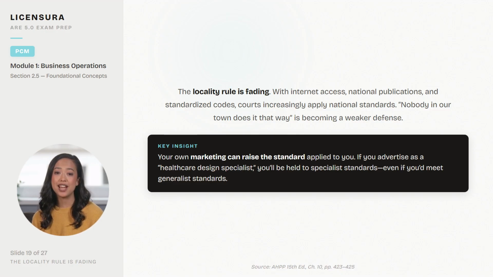That wraps up our look at how standard of care is proven in court. Next, we'll examine where negligence claims actually come from, and the data might surprise you. It's not what most architects expect.